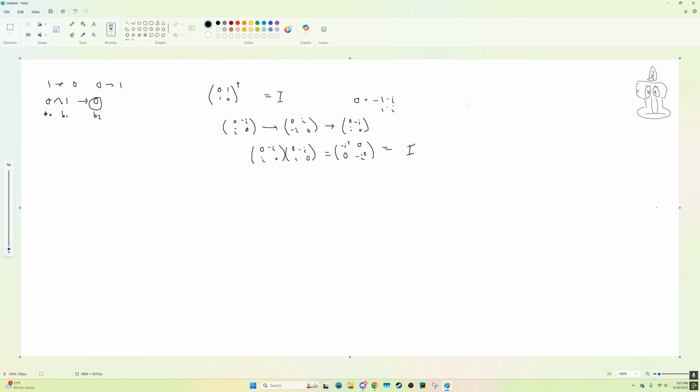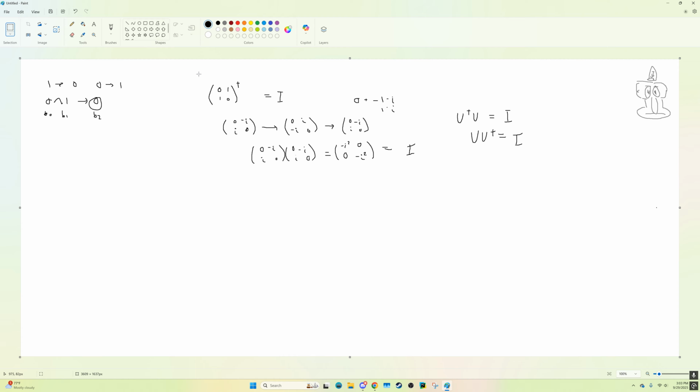So that is a property of all unitary matrices, that U conjugate transpose times U is equal to I, in any order. Like you could do U times U conjugate transpose as well, and you'll get I as well. So that's how you can confirm a matrix is unitary. If it is unitary, then it is a valid quantum gate.